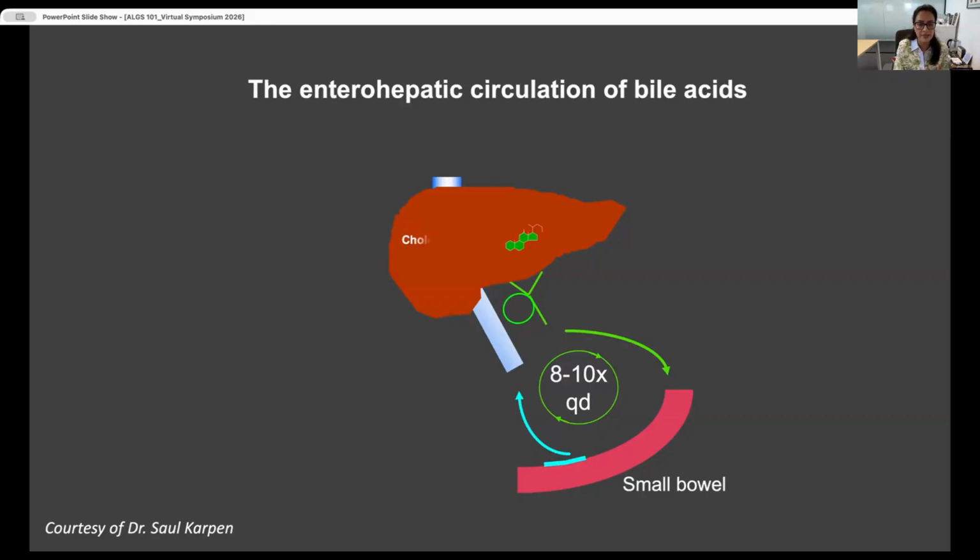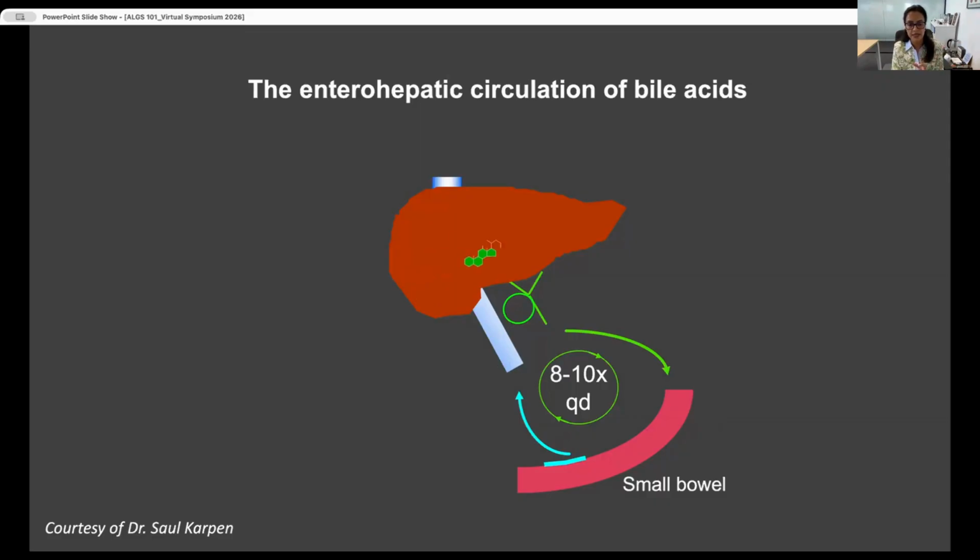So bile acids are made in the liver from cholesterol. They circulate and hang out in bile in your gallbladder, and then they go into your intestine, and then the body reabsorbs them. So 8 to 10 times a day in all of us, bile acids are being made in the liver, going into the intestine, and then the body is reabsorbing them. This enterohepatic circulation is happening about 10 times a day in all of us. That is normal. When we eat something, it's happening even more.